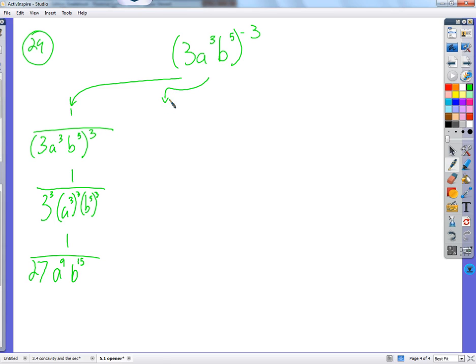I like that. Rather than doing that first, by taking the negative exponent and putting it in the denominator, we start differently. What might be the first thing that we do? Multiply the negative 3. So do kind of like this step from here to there, but with a negative. Everything gets an exponent of negative 3. So, 3 to the negative 3 times a to the 3 to the negative 3, times b to the 5 to the negative 3.